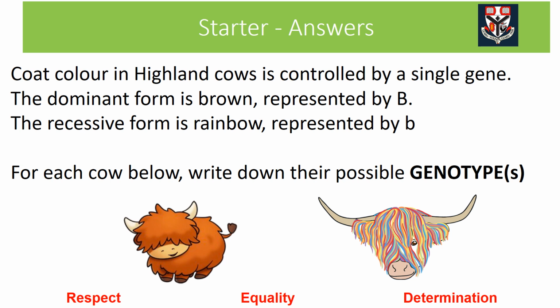So you've been asked for each of the cows to write down their possible genotypes. The dominant form of the coat colour is brown to the recessive form, which is rainbow. For the brown-coated cow, they could be big B, big B, or big B, small b. The rainbow has to be small b, as they are recessive.